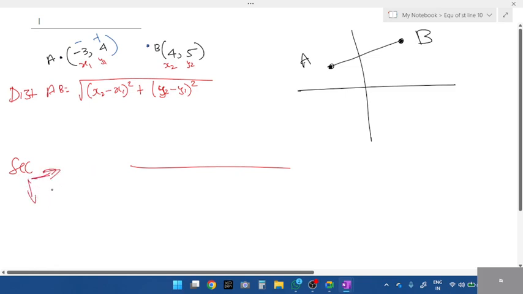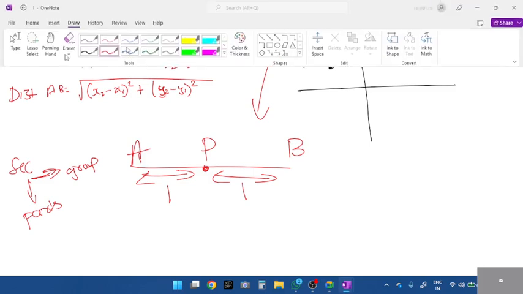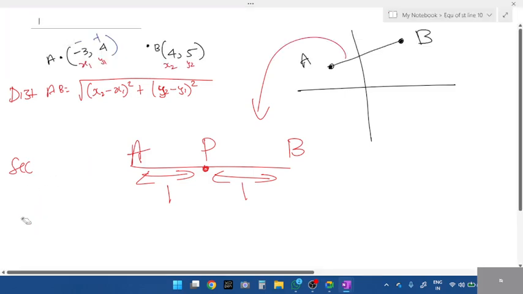You all have 10th standard A section, B section, different parts or groups, right? They have split into different parts and groups. Now let me take this line AB. I'll divide it into two parts. If it is equal, I'll keep P here. Equal. What do you mean by equal, students? The distance between A to P will be 1 and the distance between P to B also will be 1.